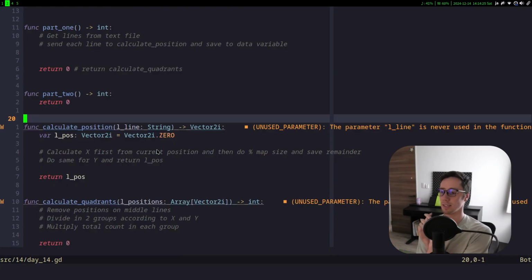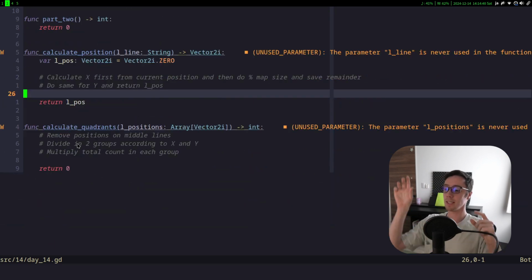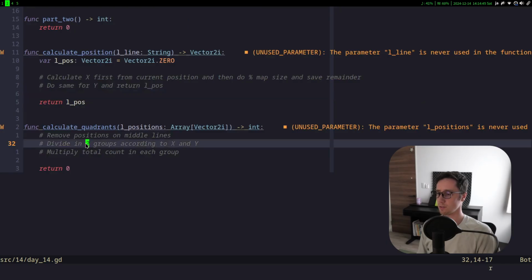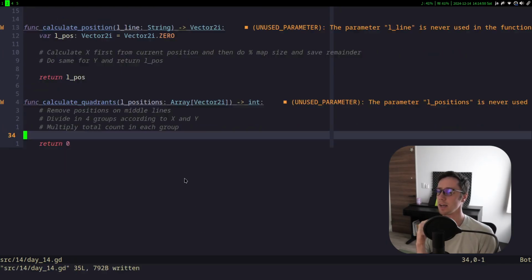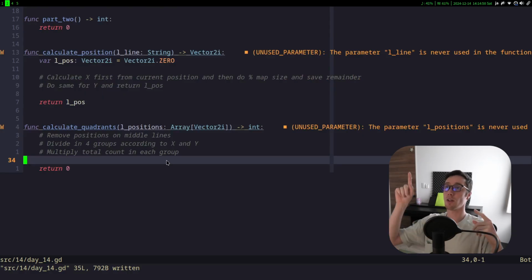So we calculate the positions: we do times 100, and then we do the percentage, the modulo of the map size, and get the remainder. This should normally work without issues. Then for calculate quadrants, we basically divide into 4 groups according to x and y, and then just multiply, or add, those numbers. I thought this would be more challenging, but it's probably going to be an optimization thing again in part 2. Oh well, let's see. I'll get to coding.